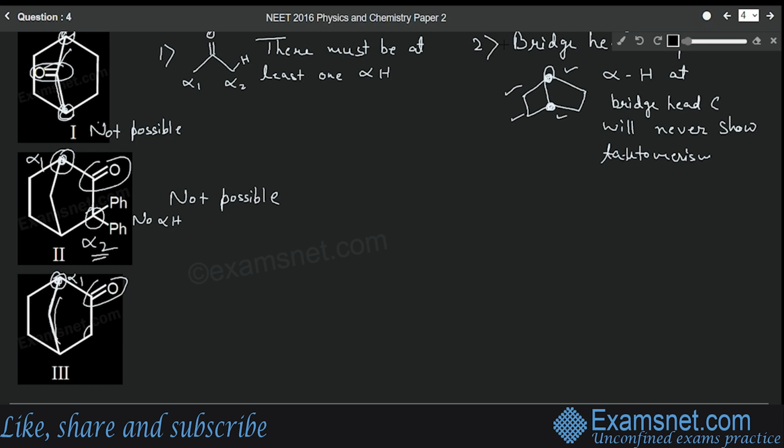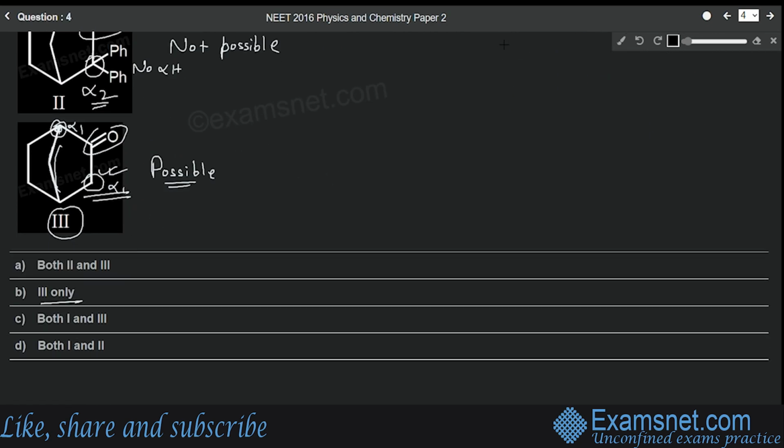The other alpha position is this one. Here the alpha hydrogen is not attached to the bridgehead carbon, because this carbon is not involved in bridge formation. So yes, this alpha hydrogen will show tautomerism. So here tautomerism is possible, it will be exhibited in this case. That means 3 only will be the correct answer. So option number B, 3 only, because 1 and 2 will not exhibit tautomerism.